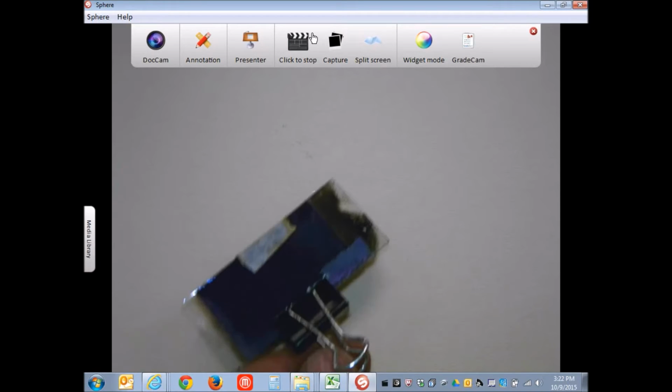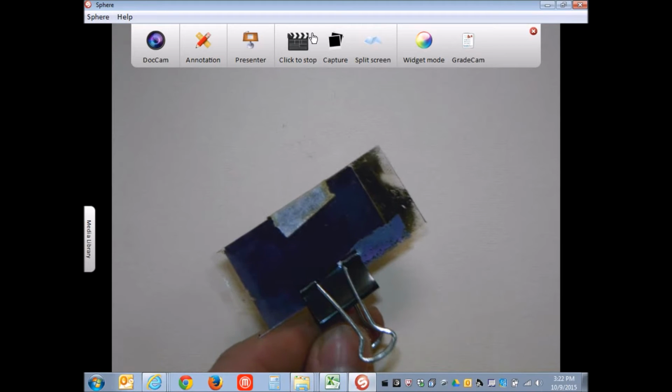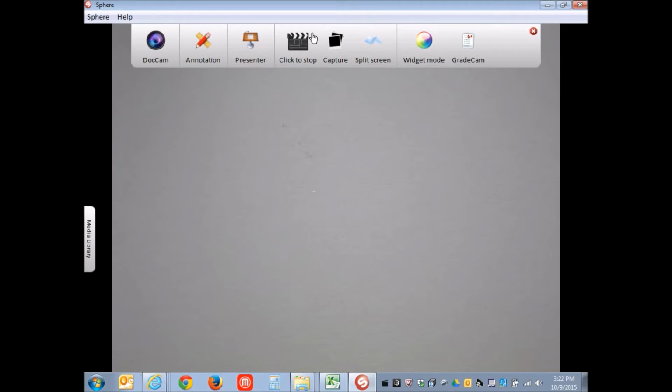All right, today we're going to be making a Gratzel cell, or what's also known as a dye-sensitized solar cell. It'll look something like this when we're finished, and these are very cheap and easy to make with mostly homemade products.